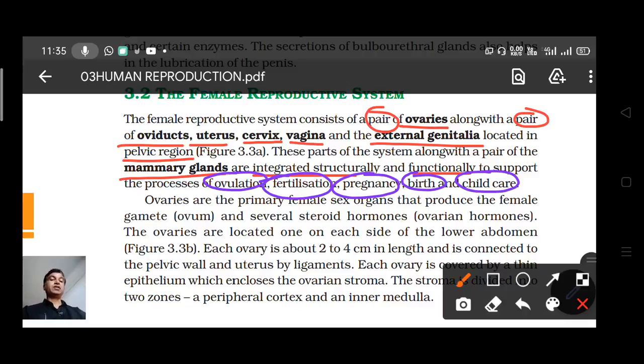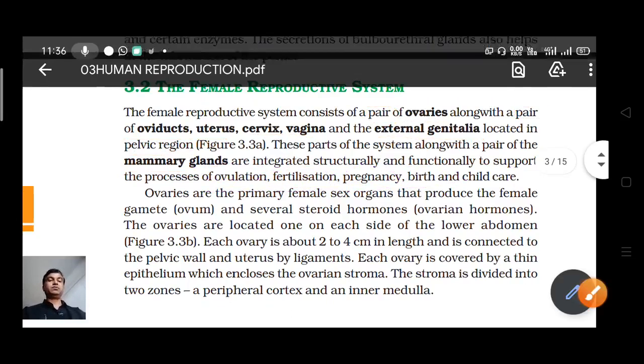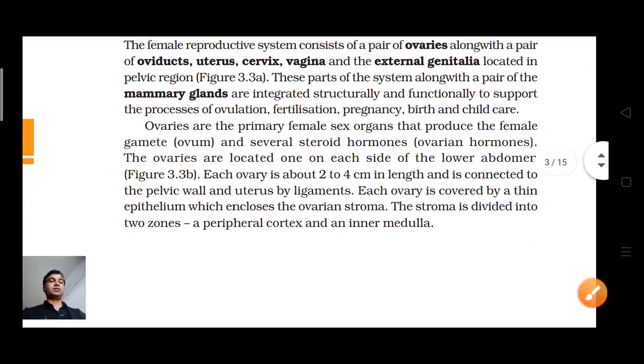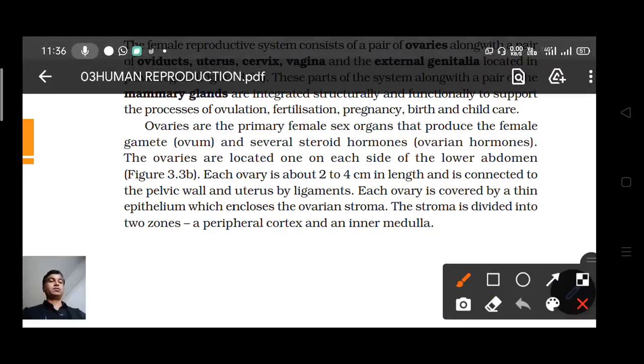After insemination, fertilization occurs in the female reproductive system only. After fertilization, there is implantation, that is pregnancy, giving birth to the young one, and parental care. Child care is also there, which includes lactation and feeding the young one. So the complete responsibility lies with the female reproductive part only. That's why structurally, functionally, physiologically and psychologically, the female reproductive system is a little bit well built, and it shows a little bit of complexity. Now come to the ovary part.